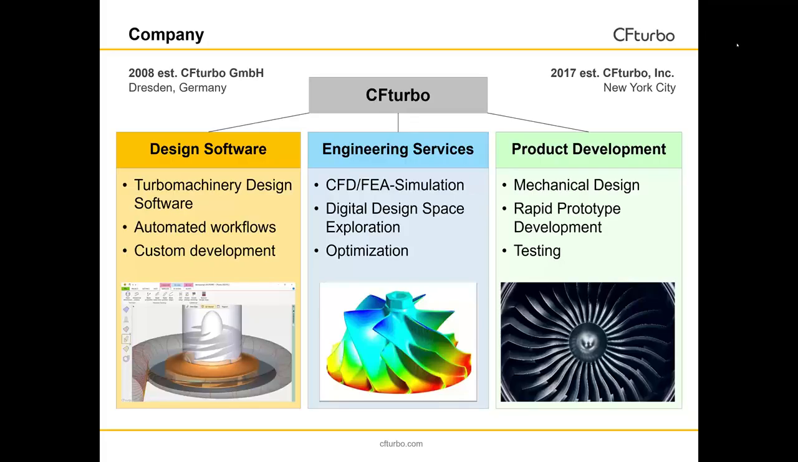We have 3 business fields. First, we have Turbomachinery design software, which features automated workflows and custom development. Next, we offer engineering services such as CFD or FEA simulation, digital design space exploration, as well as optimization. And finally, we offer product development, which includes rapid prototype development and mechanical design and testing.